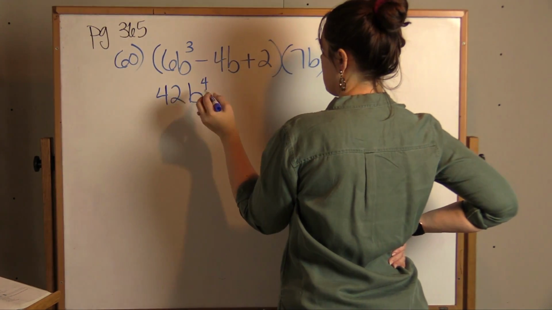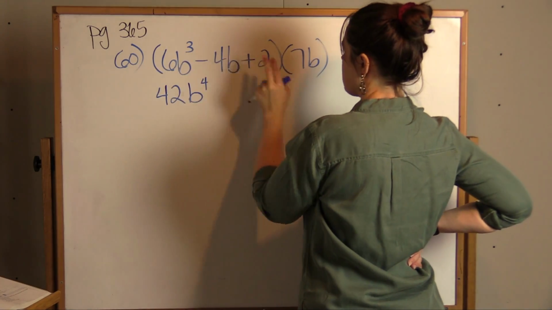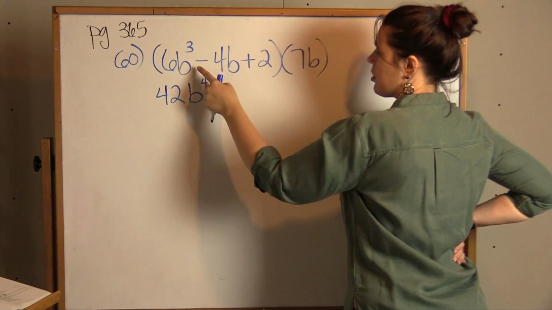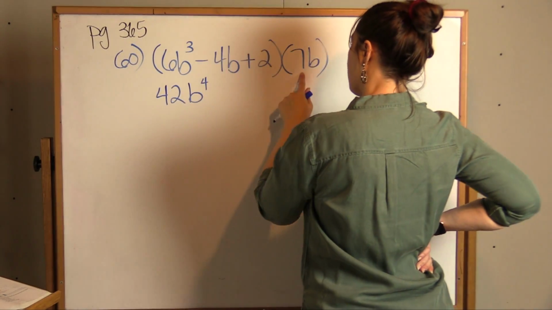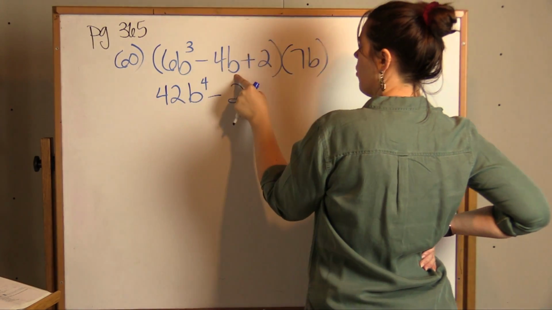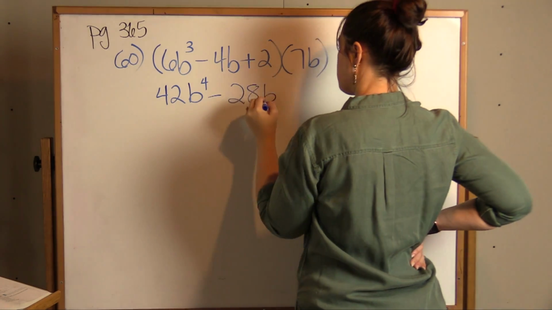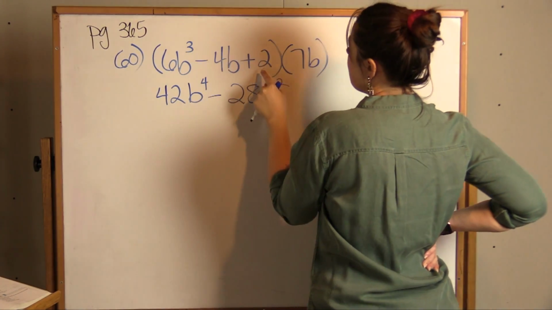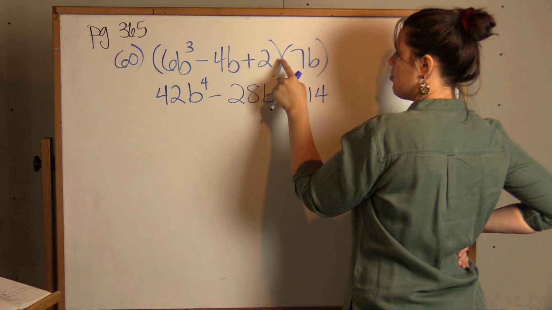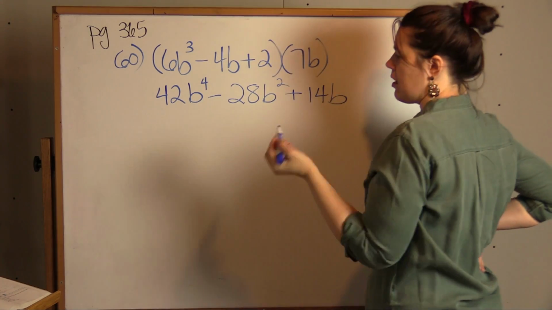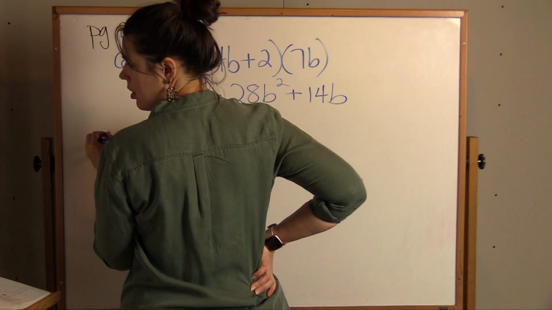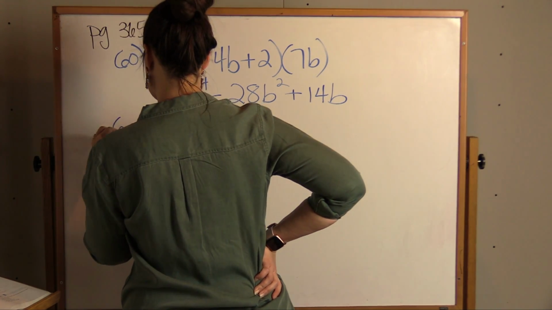Then minus. Well, actually, we don't really have to do minus yet. We're going to multiply, because if this was negative, it wouldn't be minus. So the next one, I'm going to look at this as a negative 4. Negative 4 times 7 is negative 28. Then 1b and 1b becomes b squared. Then I have 2 times 7. So that's positive 14. There's no b here, only 1. So I just have 1b, and that's my final answer. All right, next we have 62.